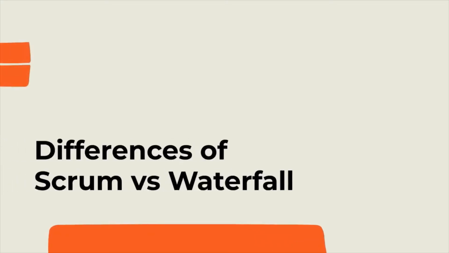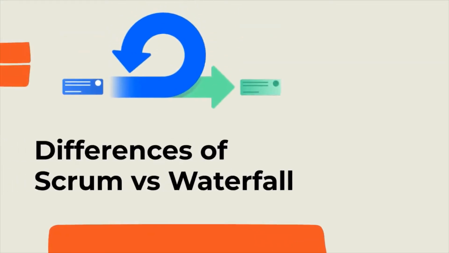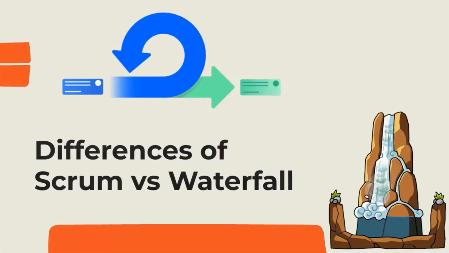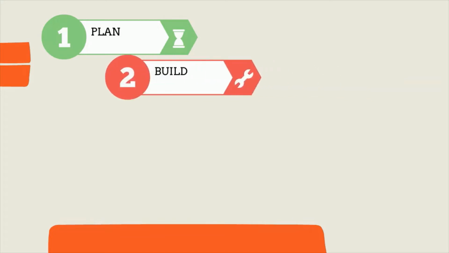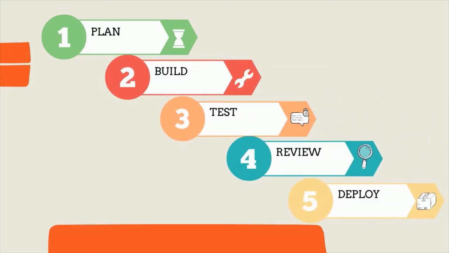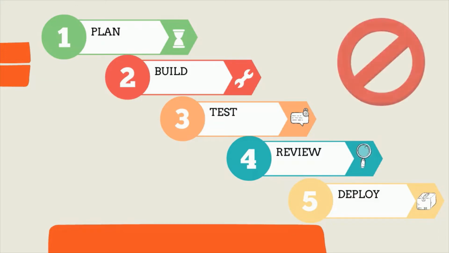Now, we will look into the differences of Scrum against the old alternative, Waterfall. Waterfall typically goes through a lengthy planning process. This can take several months, followed by building, which can again take many months, followed by testing the product, then review, and eventually deploying the product. At this point, we may end up bringing the wrong product into the market, as the requirements could have changed.